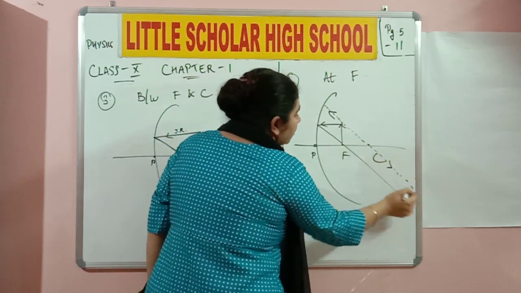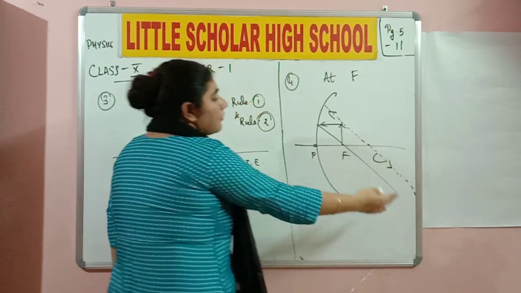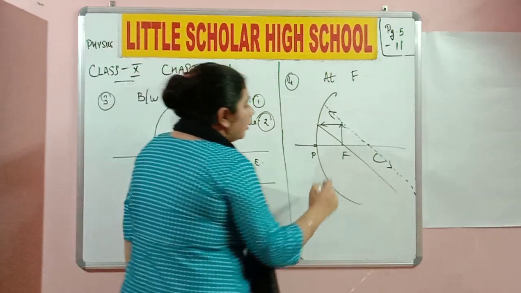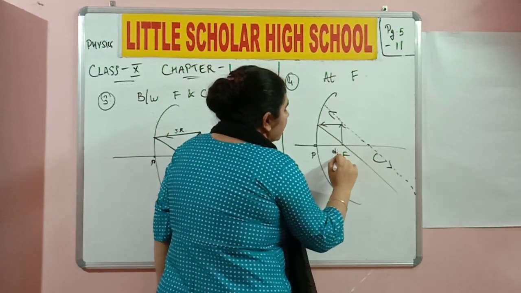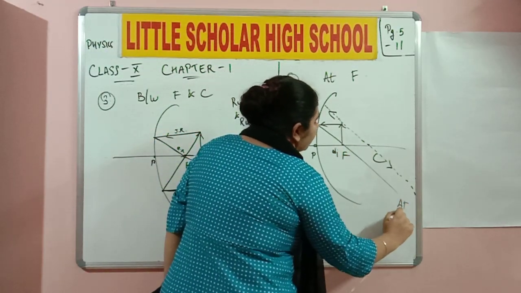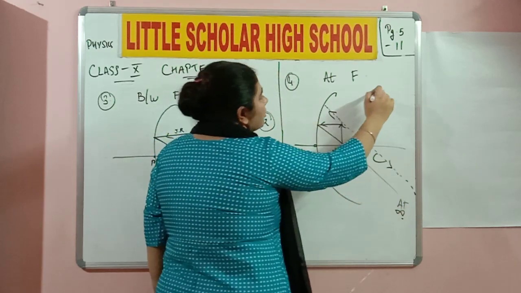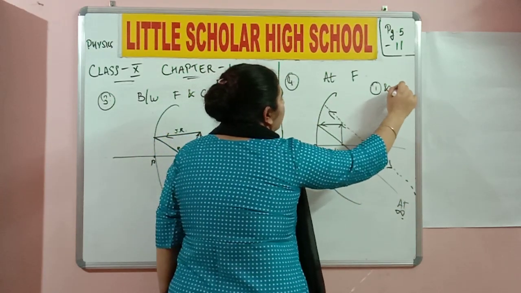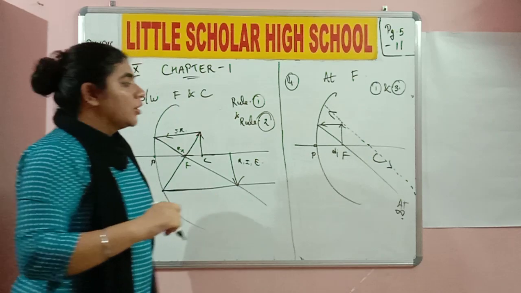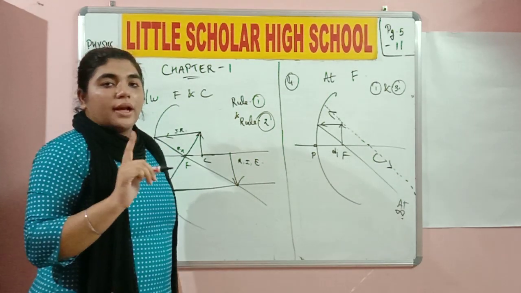The resultant image is going to be formed somewhere at infinity. So here, when the object is at focus, the image is going to be at infinity. And what rules am I considering over here? Rule number 1 and 3. Okay, fine with everyone? One last left.